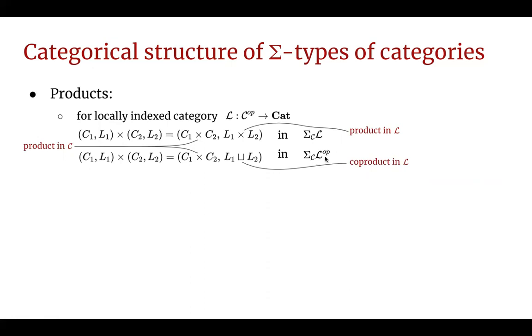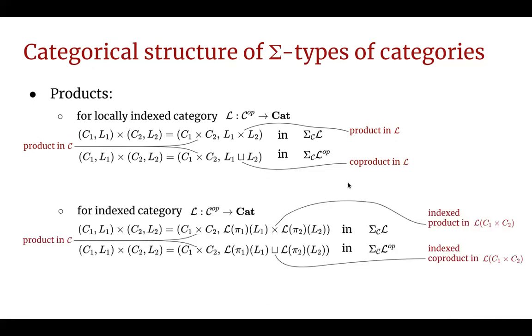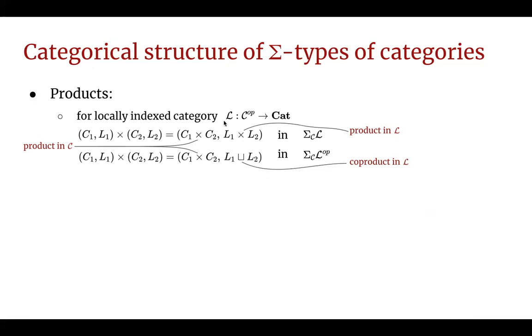And if we dualize the fiber, so if we dualize L, we need to take the product in C and the co-product in L, right? By duality. And therefore you can note that, in case L is commutative monoid enriched, because we have biproducts, the product and the co-product in L will coincide. And so the product and co-product in the sigma type of L over C and the sigma type of L^op over C are going to be the same.